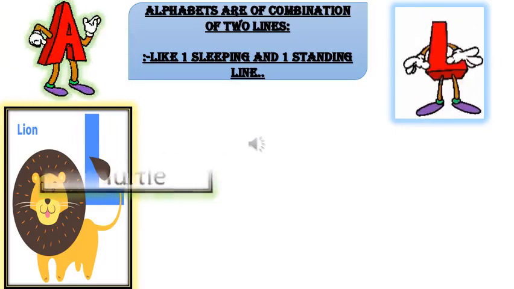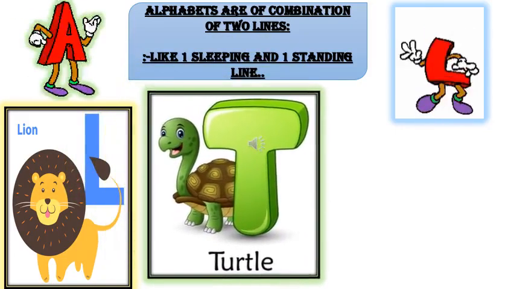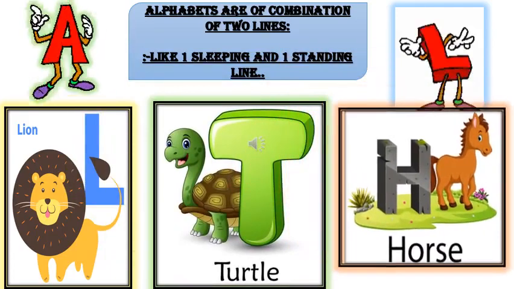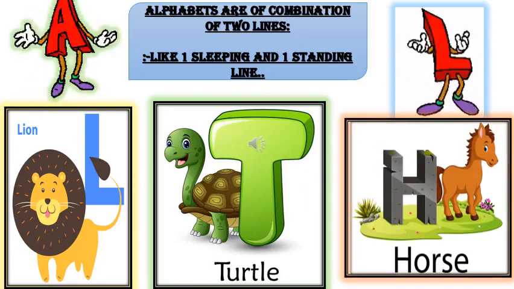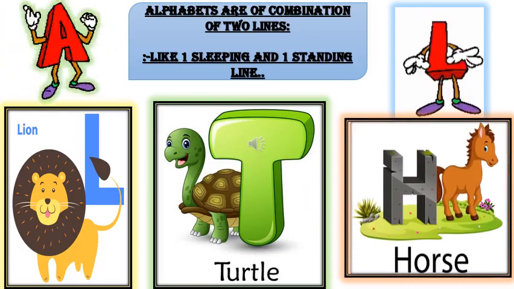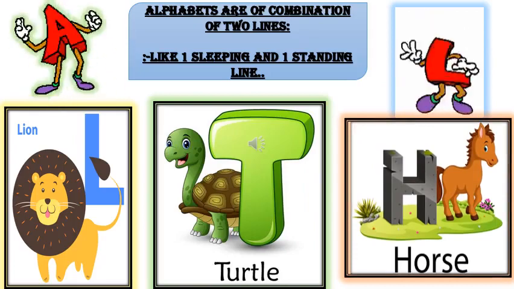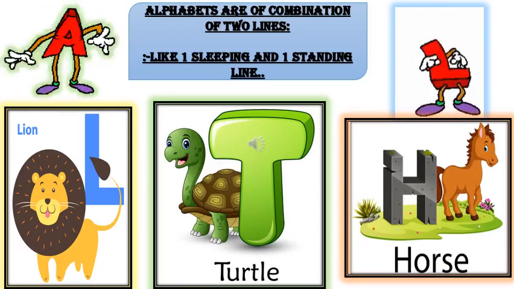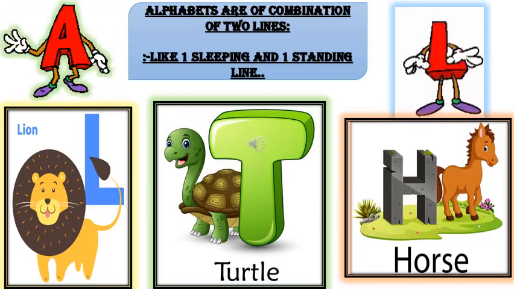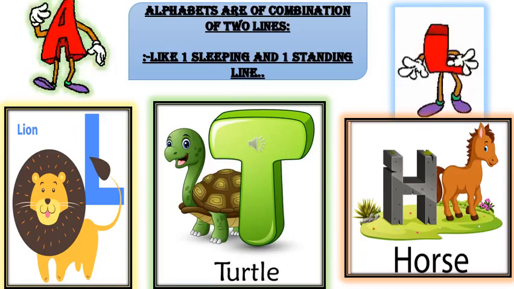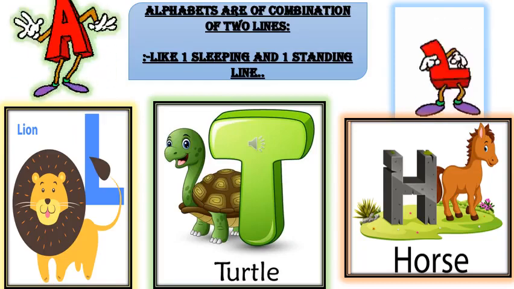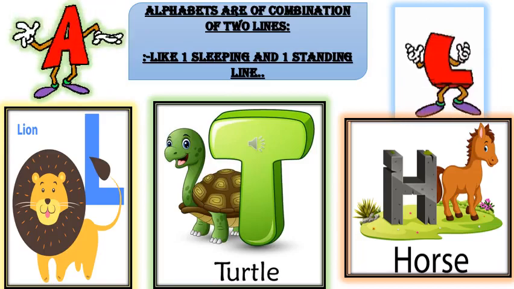Similarly, one sleeping line drawn first and then one standing line joined together makes the letter T with the sound called T, turtle, given in the middle of the slide. Moving ahead, one sleeping line joining two standing lines through the center makes the letter H, coming with the sound called H, horse, shown at the right hand side of the slide.